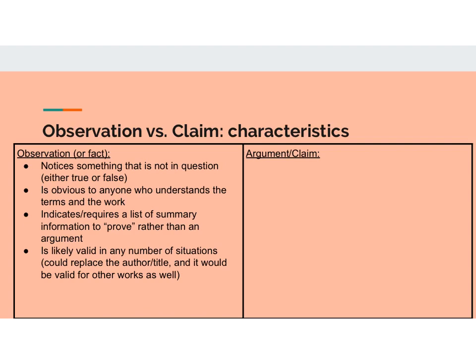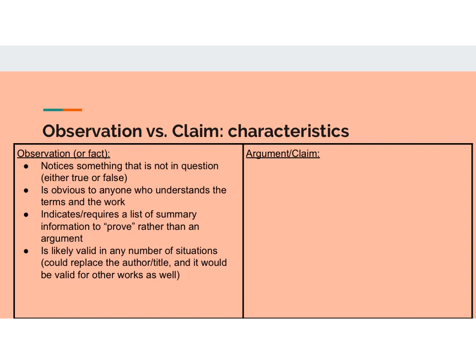So here, thinking about the difference between an argument, a claim, and an observation, here are some criteria for an observation. It notices something that's either true or false. You might say, oh, but it's arguable, somebody could say that it's not. Yes and no, true and false is not arguable. That's just contradiction. Either it is or it's not. You're right or you're wrong. And that's not what we want.